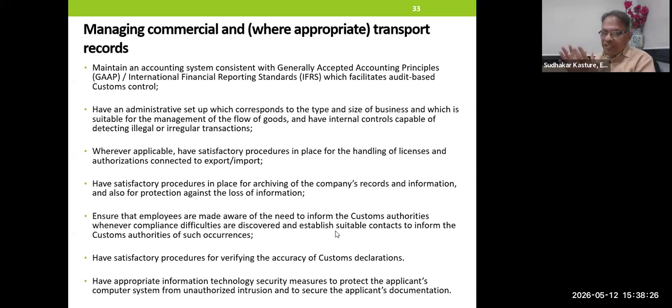You should have an administrative setup which corresponds to the type and size of business, which is suitable for the management of flow of goods, and have internal controls. So an internal audit department, or how to stop illegal or irregular transactions, what check do you have for that. Wherever applicable, have satisfactory procedures in place for handling of licenses and authorizations connected to export import.